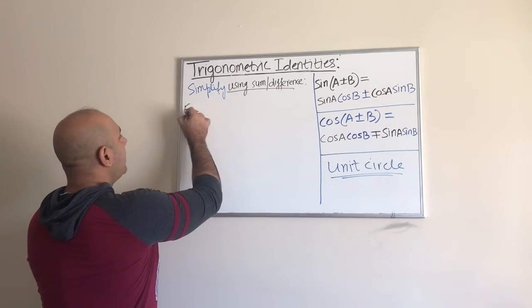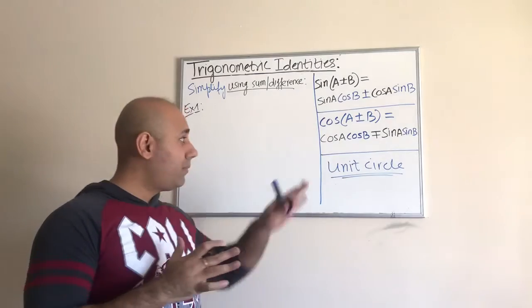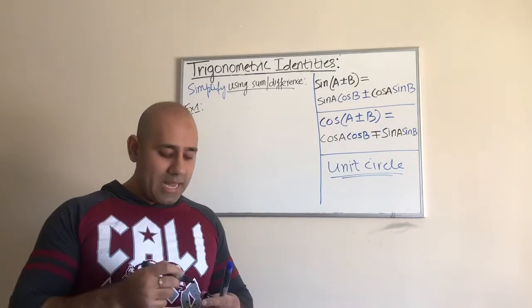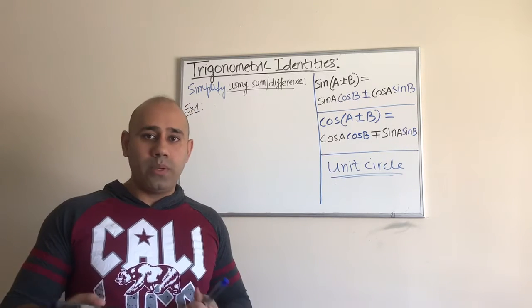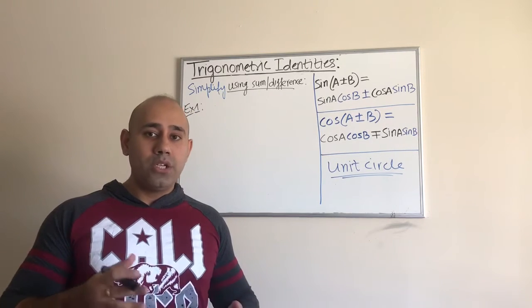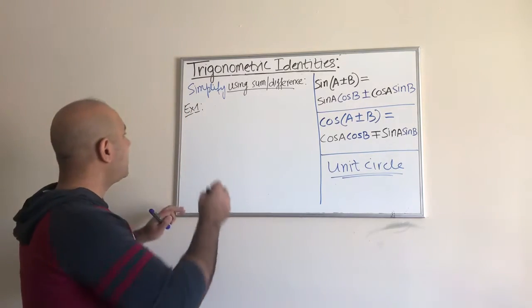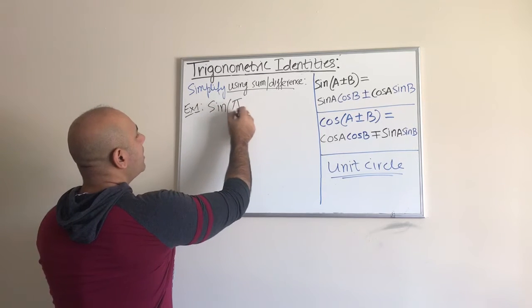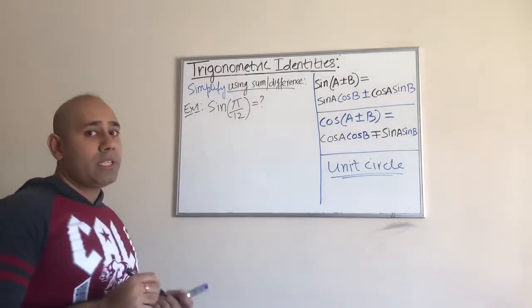Okay, so the first example, I think I'm probably going to show you 3 or 4 examples involving this type where you simplify using sum and differences, and there are other types which I'm going to do in other videos as well. There are some different types that we can do for sums and the differences. Okay, so the first one we want to do is we want to simplify sine of pi over 12. That's what we want to simplify using the sum and the difference.